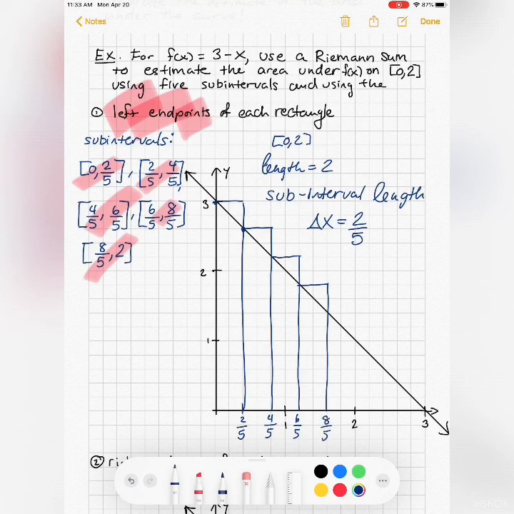There's 8/5. And finally my last interval. Okay. So then to find the area, I have to actually write out my Riemann sum.